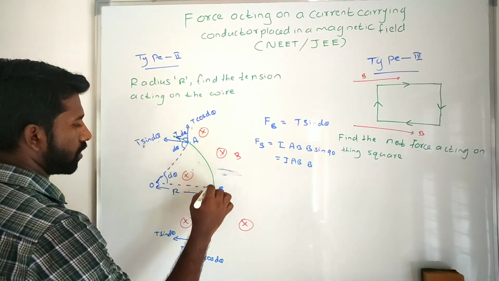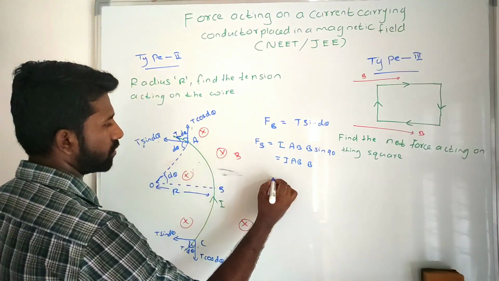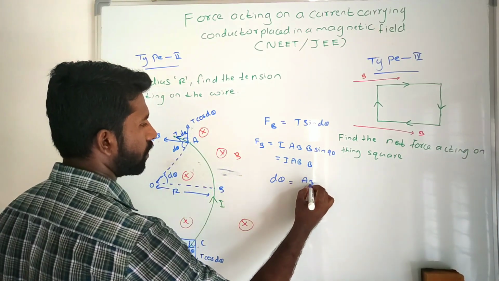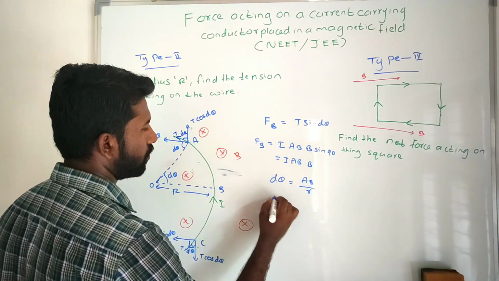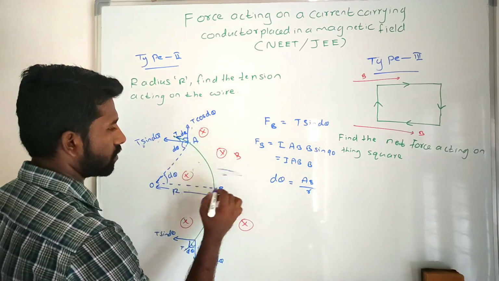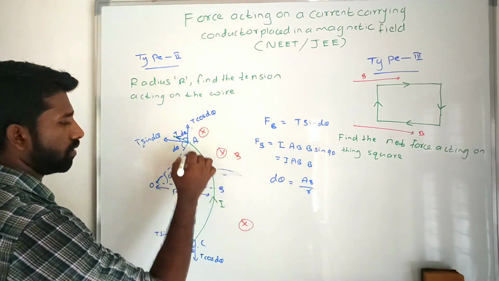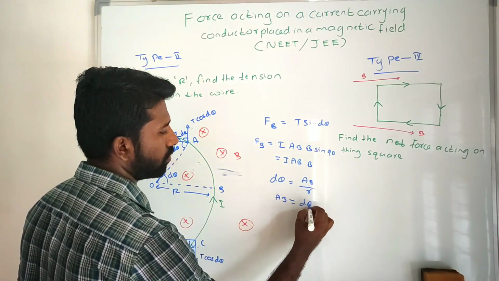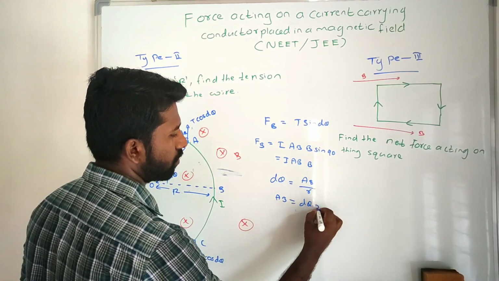So for this triangle, what is d theta? d theta is equal to AB divided by R. So this is to be considered as a structure. For this AB divided by R we will get... So what about AB? AB is equal to d theta into R, you will get.